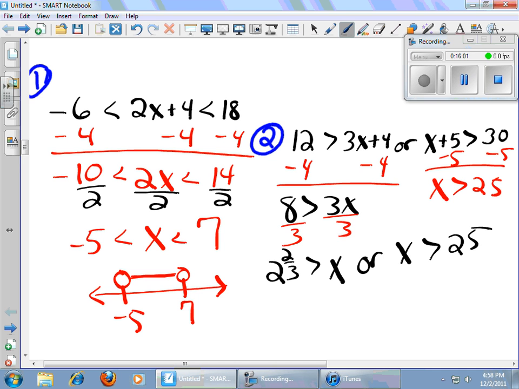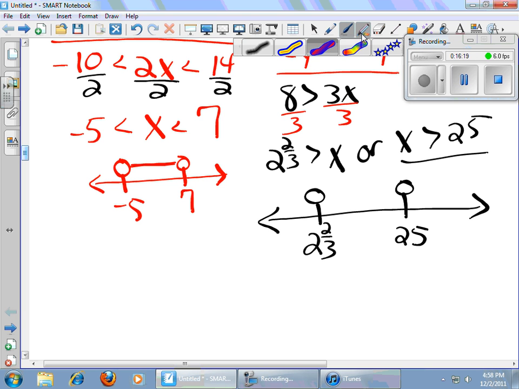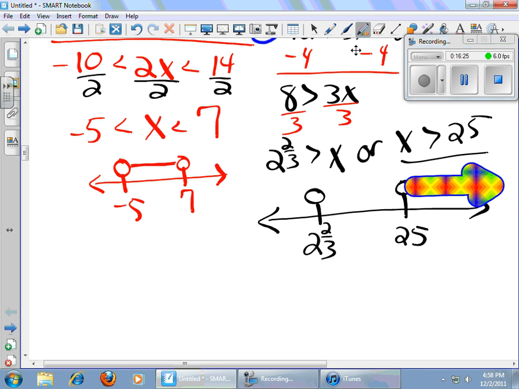When I head to a number line, it'll look like this. I'll put 2 2/3 on there, open circle, and 25, open circle, because it's not equal. I'll start with this one. Where are the numbers greater than 25? Well, they're to the right of 25, right? And they're going to go forever. And over here, I need 2 2/3 to be greater than all the values of x. Well, all the numbers that 2 2/3 is greater than come this way. Let me see if I can back it up. There we go. And they go on forever in that direction. All right, very good.